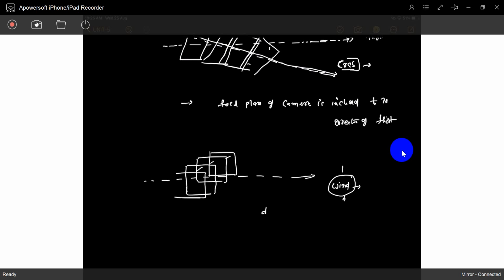It is called drift. It also should be eliminated. Okay, so these are the problems that occur when we take the photographs: drift and crab. Sir, what is this required for? So now you can finally conclude it. How can you conclude it? See, what is the conclusion?